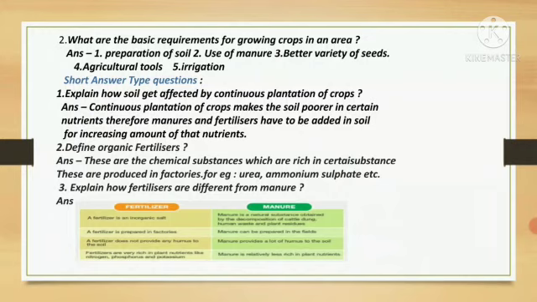Next is, explain how fertilizers are different from manure. We have recently discussed that. A fertilizer is an inorganic salt. Manure is a natural substance. It is obtained from the decomposition of waste. Fertilizers are prepared in factories. Manure can be prepared in the fields. A fertilizer does not provide any humus to the soil and manure provides a lot of humus to the soil. Fertilizers are rich in plant nutrients like nitrogen, phosphorus and potassium. Manure is relatively less rich in plant nutrients.